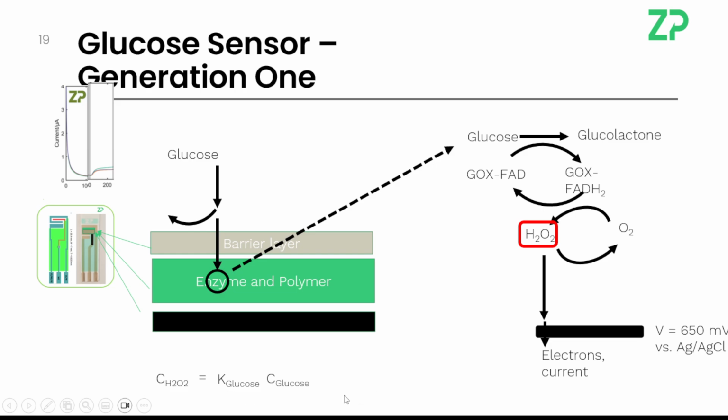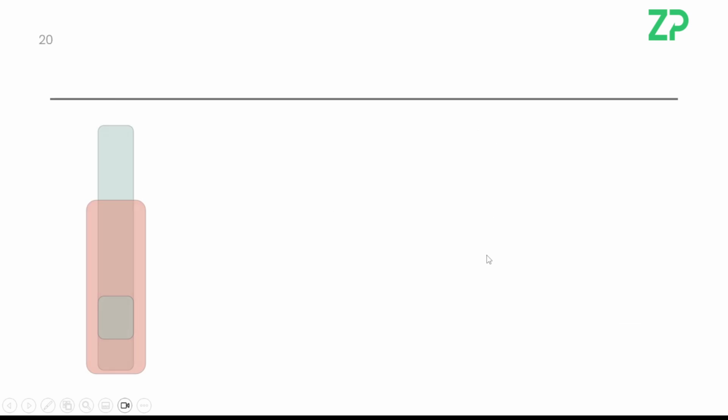It's a way of saying that on a glucose sensor, in the end, it's actually the hydrogen peroxide that I'm detecting, not the glucose, and the connection between hydrogen peroxide and glucose is this K value, and you can think of it as an efficiency. With that said, I'll be using that in a minute.